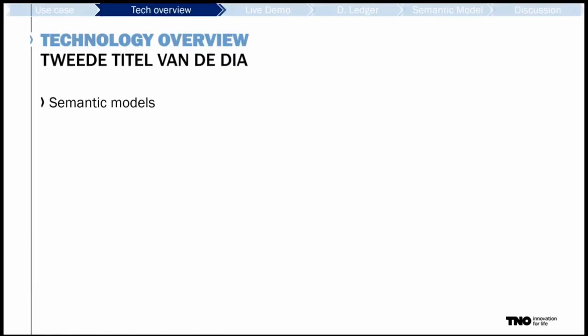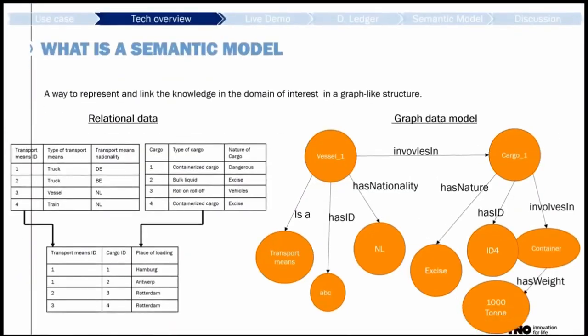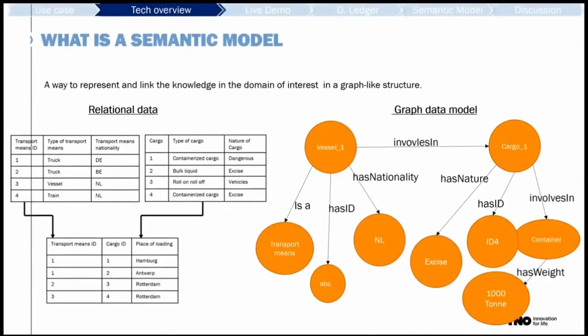But we'll go to the semantic model basics, because all the data we use in this presentation, we have structured in the form of semantic models. And what do we understand by semantic models? Well, we can compare that to the data structure we are used to, which we can call relational data.